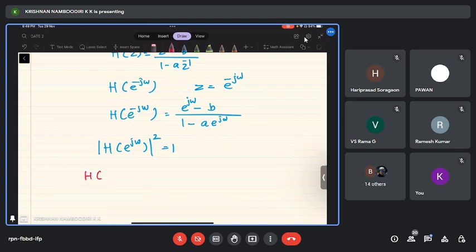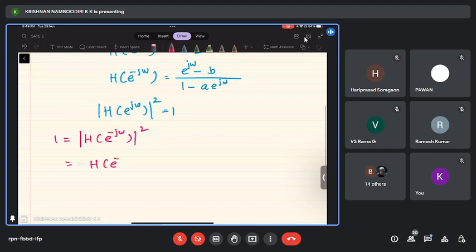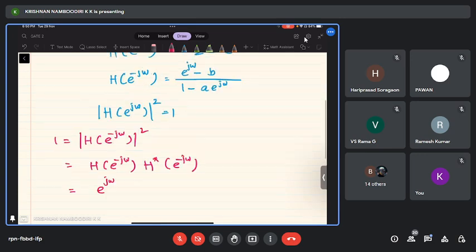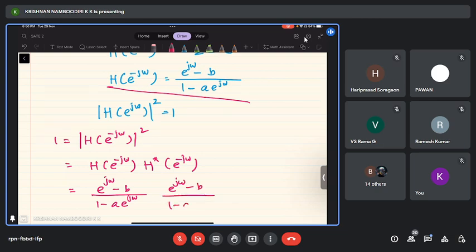This is nothing but H of e power j omega, so 1 equals |H(e^{jω})|² which is equal to H(e^{jω}) into H star of e power minus j omega. Correct? That is the complex conjugate, H star. So that is nothing but (e power j omega minus b) divided by (1 minus a e power j omega), into H star. That means (e power j omega minus b) whole divided by (1 minus a e power j omega) whole conjugate.